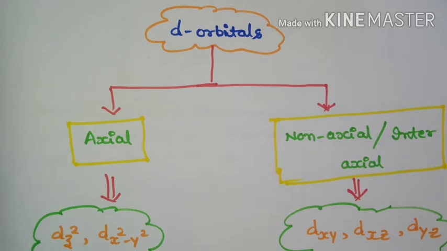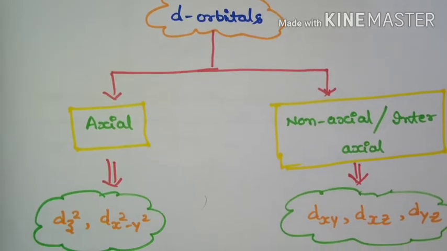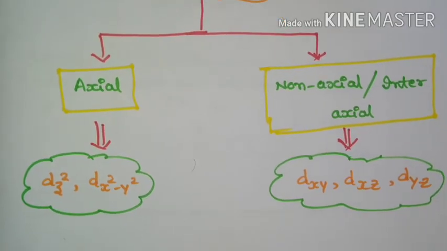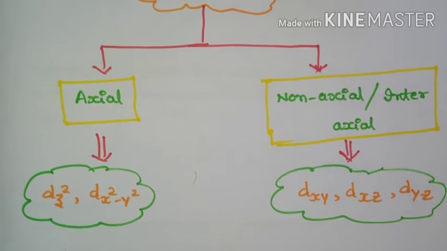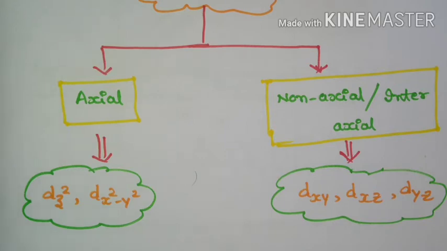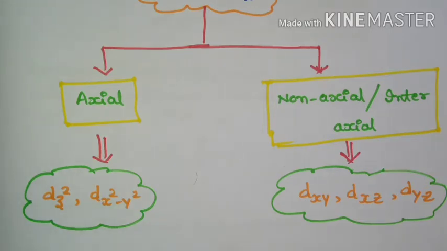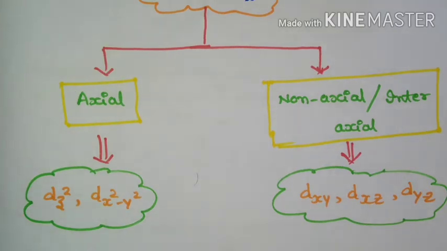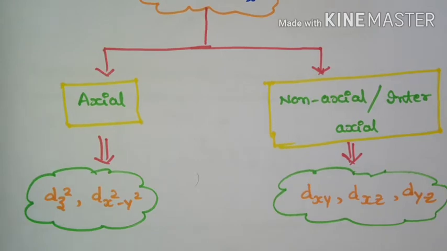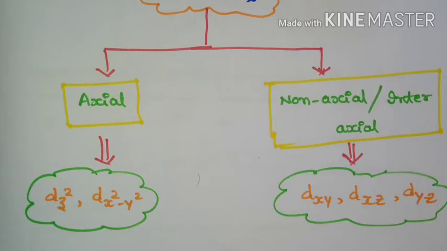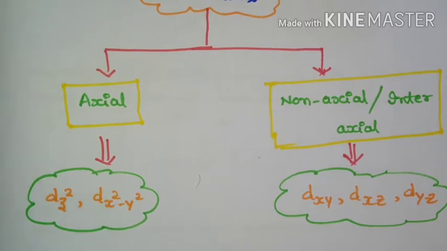The d orbital orientation is of two types, that is axial and non-axial. The d orbitals which orient along the axis are axial d orbitals, whereas the d orbitals which orient in between the axis are called non-axial d orbitals. We have two axial d orbitals, that is dz square and dx square minus y square. The non-axial d orbitals are dxy, dxz, dyz. So this is about the orientation, whether they are oriented along the axis or in between the axis.